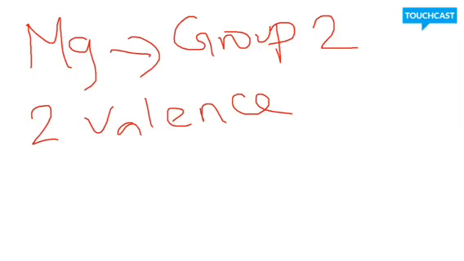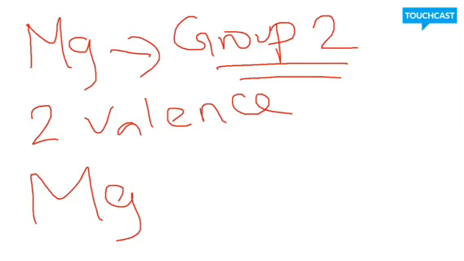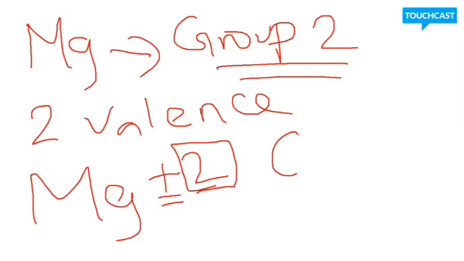But because it does not have 8, magnesium says that it's easier to lose these 2 electrons rather than gain 6 additional electrons. Therefore, magnesium, which is group 2, will form Mg2+. It's plus because it lost electrons, and 2 because it lost 2 electrons. So magnesium has 2 fewer electrons than before. Positively charged ions are called cations.